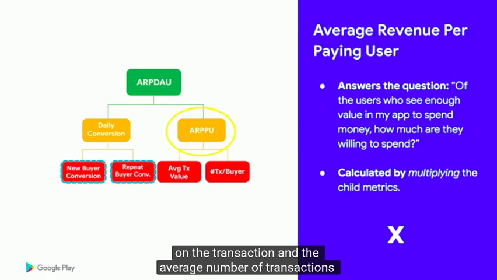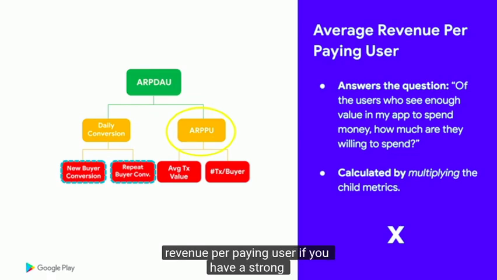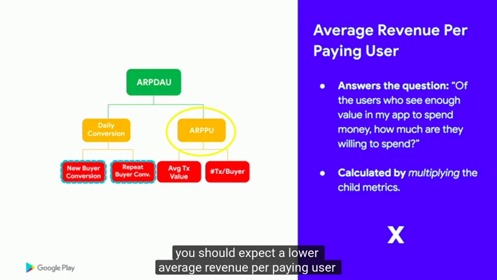Now, generally speaking here, you would see a negative correlation between buyer conversion and average revenue per paying user if you have a strong in-app purchase monetization model built out. And that means that the higher the percentage of users you see converting, you should expect a lower average revenue per paying user. And that's because you're getting a larger set of users to purchase at a smaller price point.